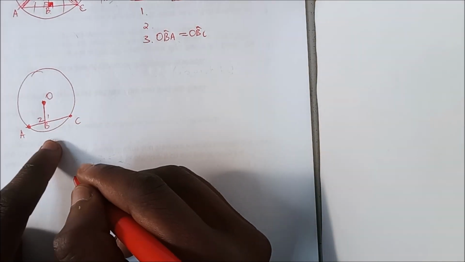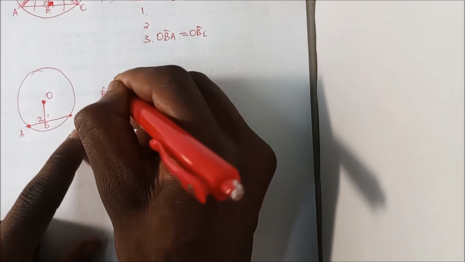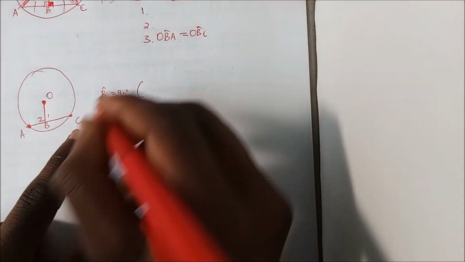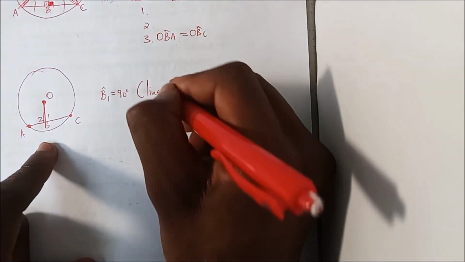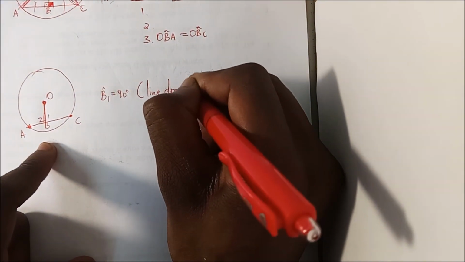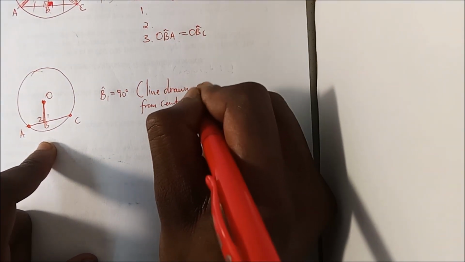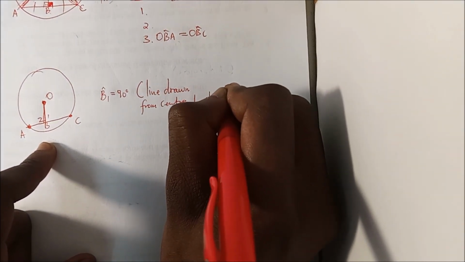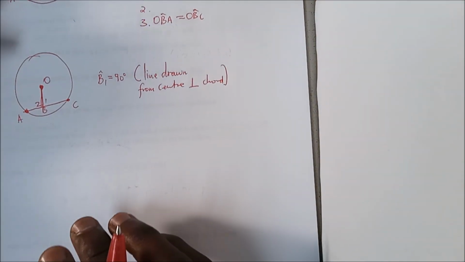AC. So now using this theorem, we can use it by saying B1 equals 90 degrees. Reason: line drawn from centre perpendicular to the chord, or you can say line drawn from centre bisects the chord.